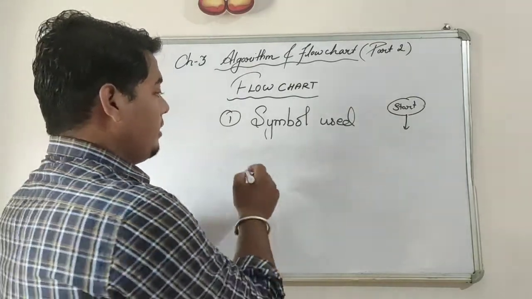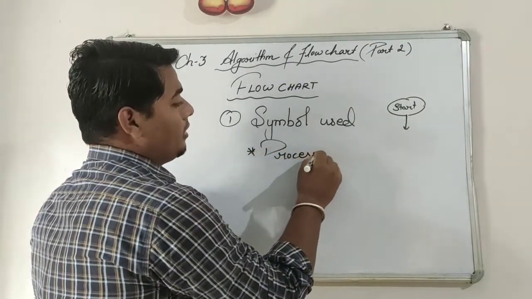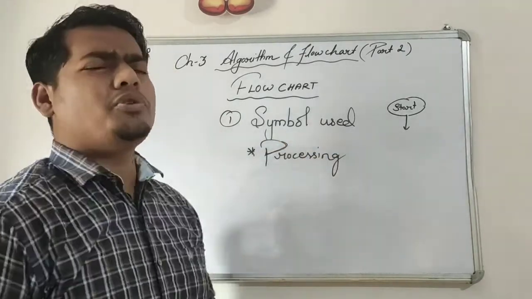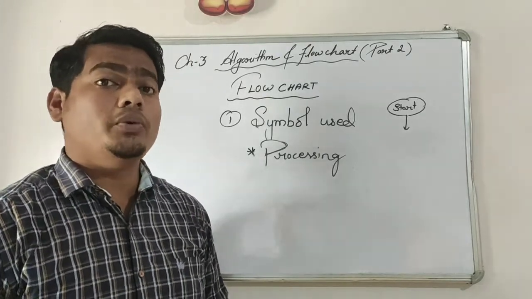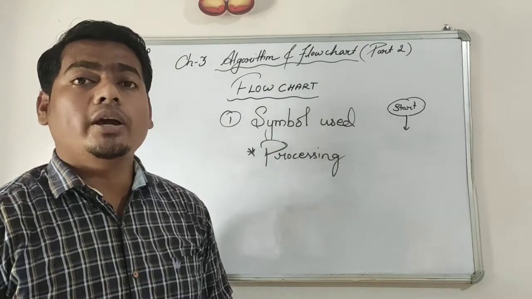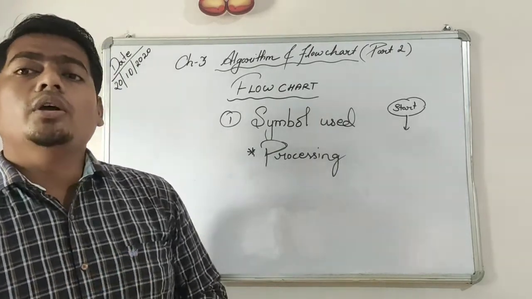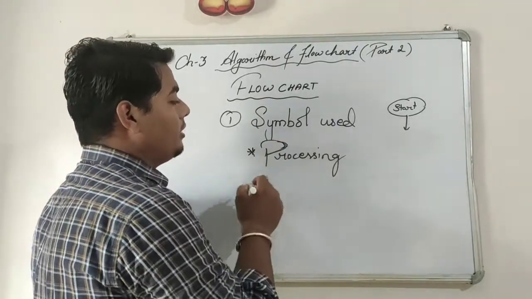Third, now you can see processing. Which symbol represents processing? What does processing mean? You have heard about the CPU, Central Processing Unit. Processing means what to do and how to do, what we have to add or subtract or do. In processing we are doing that.